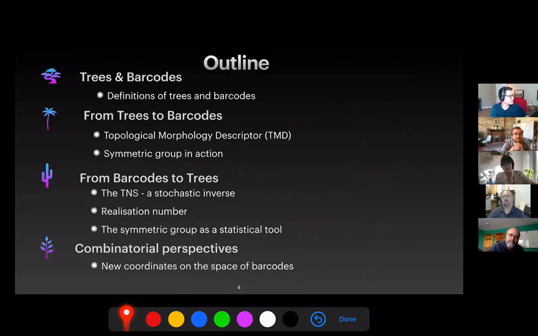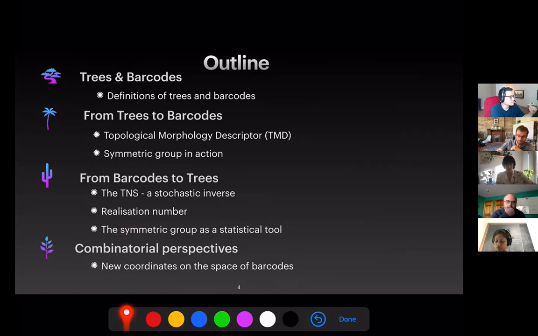So the outline for today, I'm first going to recall the definitions of trees and barcodes so that we're all on the same page, similarly to how to compute persistent homology for a tree. I'm going to explain how we can use the symmetric group to classify barcodes, and then quickly go into the stochastic inverse, as I say, to generate artificial neurons. It's called the TNS. Then I'm going to talk about how many trees have the same barcode and how we can use the symmetric group as a statistical tool to study trees and barcodes. And lastly, I'm going to give some combinatorial perspectives on the space of barcodes. And so the symmetric group description here, we can actually go further, and that will give us new coordinates on the space of barcodes.